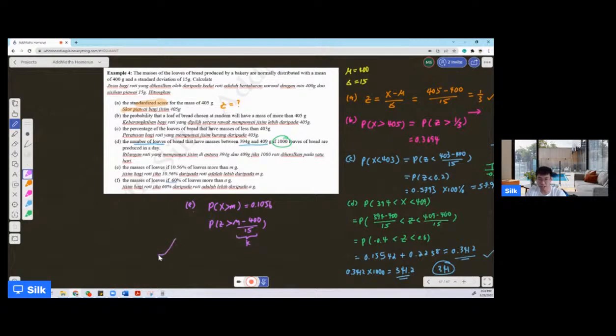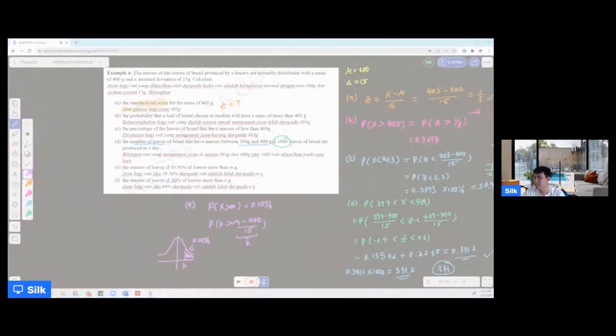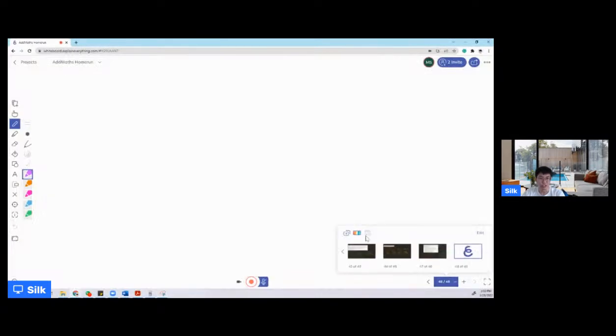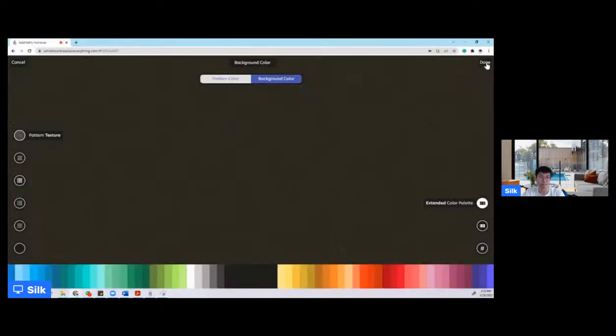So if I draw the graph, it means that I want to find the K value here. This area is 0.1056. So you have no choice. You can only find the probability. You cannot find the Z score from calculator. I mean from the calculator, so you need to go to the table here.